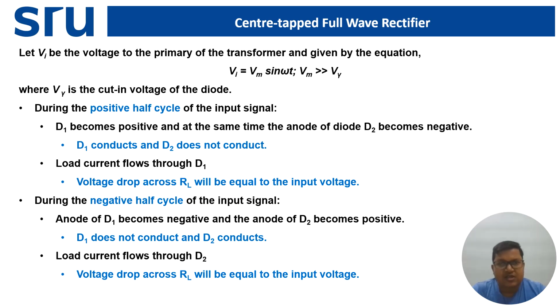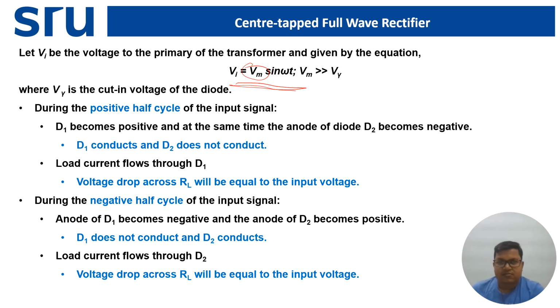The next slide will explain this in more detail. Although we have already explained most of the things, I will just reiterate them for your better understanding. So let Vi be the voltage to the primary of the transformer, given by the equation. Similarly to the half wave, we consider the input voltage condition first, and here Vm is the Vmax, which is the peak value of the sinusoidal wave.